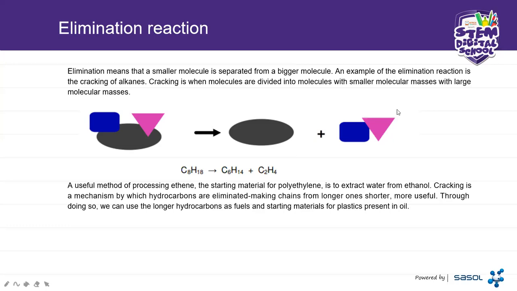It says a useful method of processing ethene. When ethene is processed, the starting material of polythene is to extract water from ethanol. So this is also an elimination procedure. Cracking is a mechanism by which hydrocarbons are eliminated, making chains from longer ones shorter and more useful. Through doing so, we can use the longer hydrocarbons as fuels, starting materials for plastics present in oil.